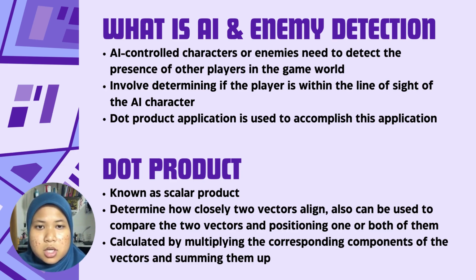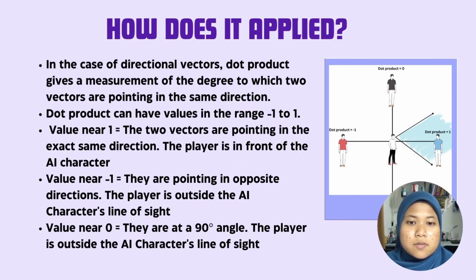In this application, the dot product is used to determine the line of sight. The dot product, also known as scalar product, is used to determine how closely two vectors align. It also can be used to compare two vectors and their positioning. Dot product is calculated by multiplying the corresponding components of the vectors and summing them up. Dot product gives a measurement of the degree to which two vectors are pointing in the same direction.